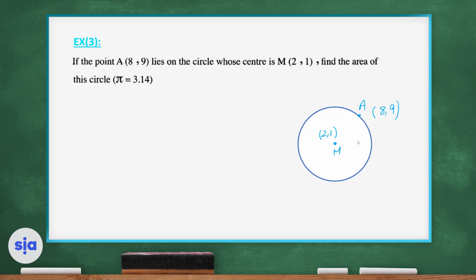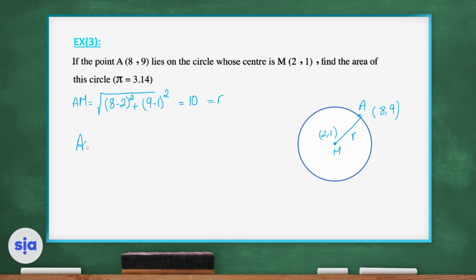In order to find the area of a circle, the rule of the area of a circle is pi r squared. So we need to find the length of the radius. If we connect M and A together, MA is forming a radius. So if you get the distance or the length of AM, this will be the radius of this circle. So AM equals the square root of (8 minus 2) all squared plus (9 minus 1) all squared. Then AM equals 10. This will be the radius of the circle.